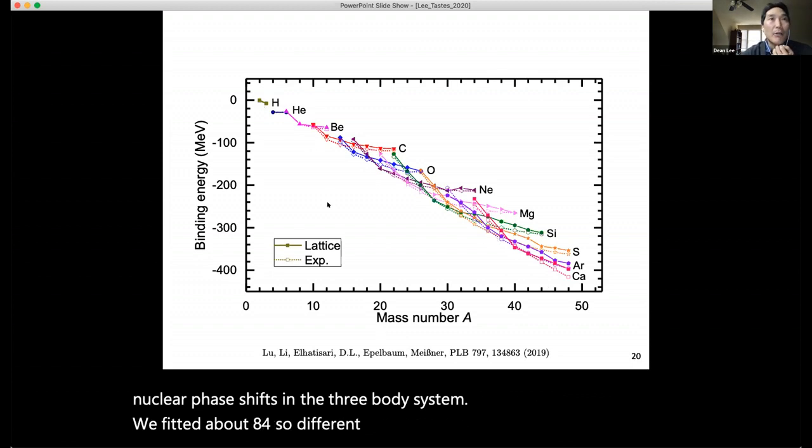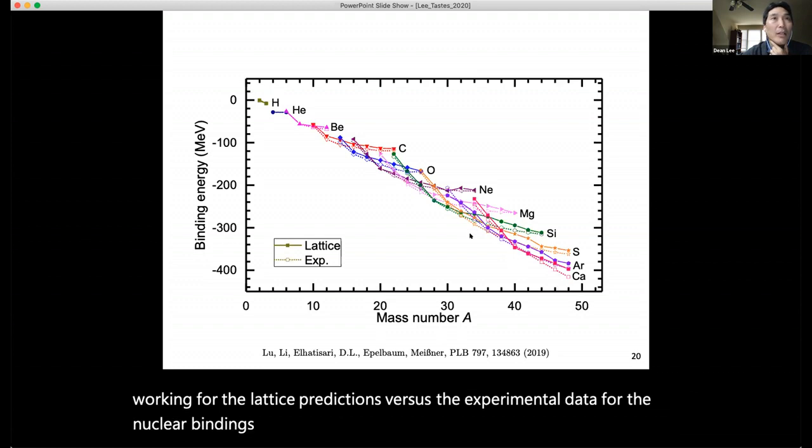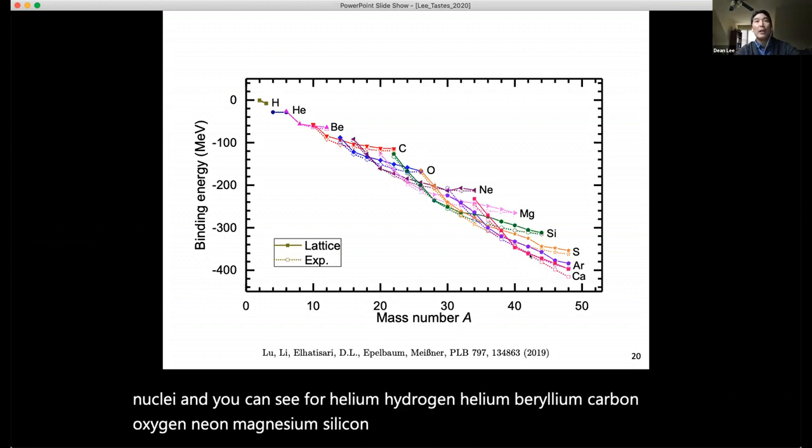And you can see how this ended up working for the lattice predictions versus the experimental data for the nuclear bindings versus the mass number. These are for the even nuclei. And you can see for hydrogen, helium, beryllium, carbon, oxygen, neon, magnesium, silicon, sulfur, argon, calcium, it's not too bad.